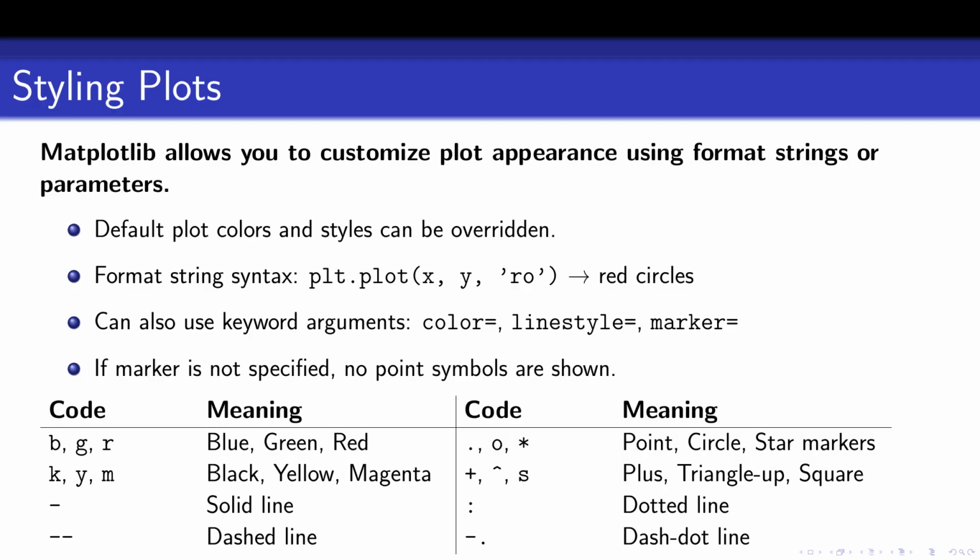Common colors include b for blue, g for green, and k for black. Marker styles include dots, circles, stars, and triangles, and line styles range from solid lines to dashed or dotted lines. If you omit the marker, only the line will appear. If you omit the line style, only the points will show. These styling tools give you control over how data is presented, making it easier to highlight important trends, differentiate between series, or match a specific design aesthetic in reports and presentations.